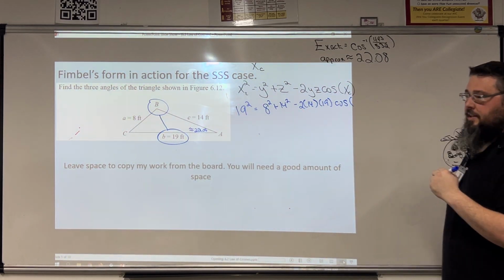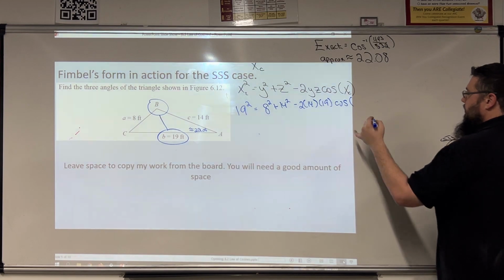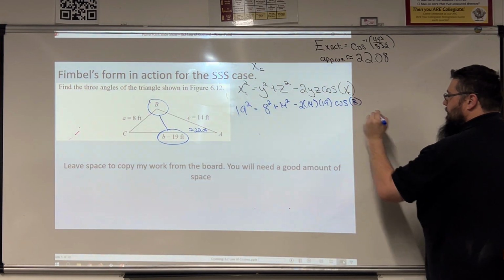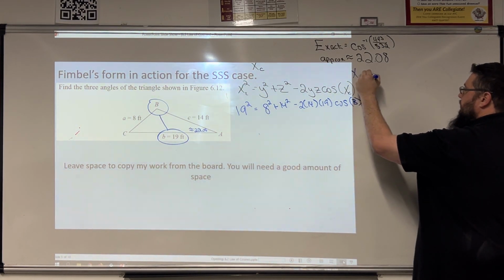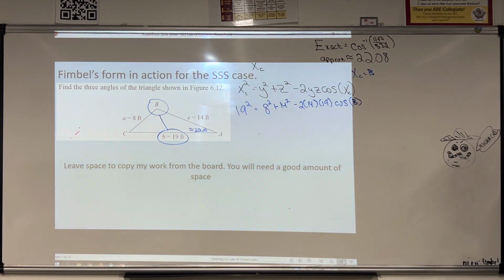Now, I'm going to make one slight change so we can slowly get back to what you're going to do. I'm going to go ahead and put angle B in here. We're going to say x capital for now is equal to angle B. So it's starting to look like what you had before, and it's easier to go back over your work and see that, oh yeah, I was looking for B there. All right.